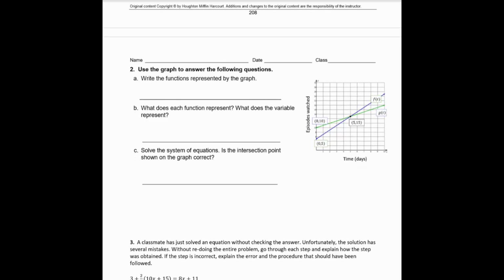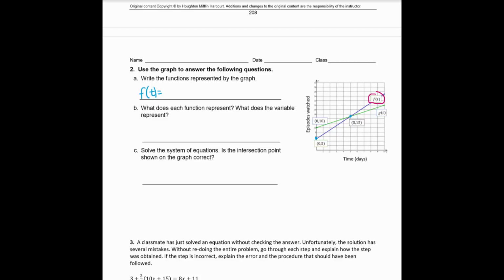This is a graph, and we are writing the functions represented by the graph. They named this one f of t, this blue line. So f of t, this is similar to what we just did. We need the slope for the blue line, which is from this point to this point.